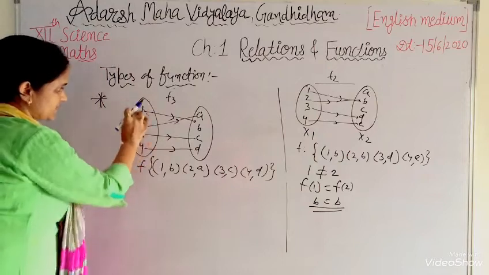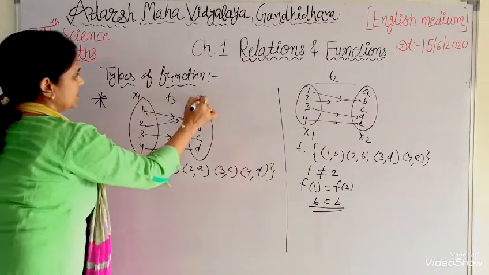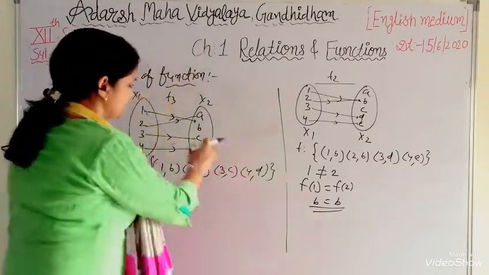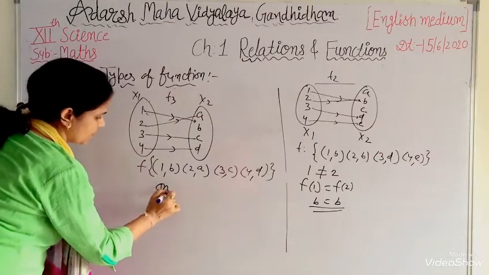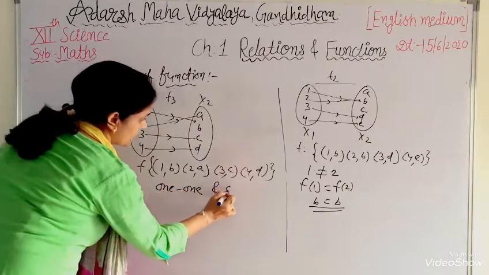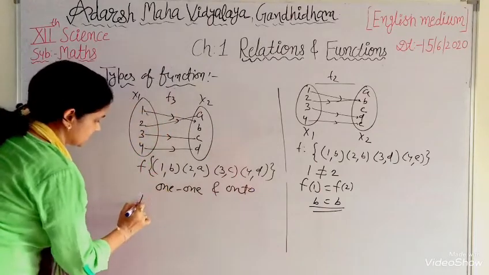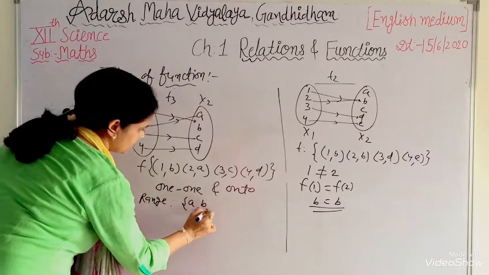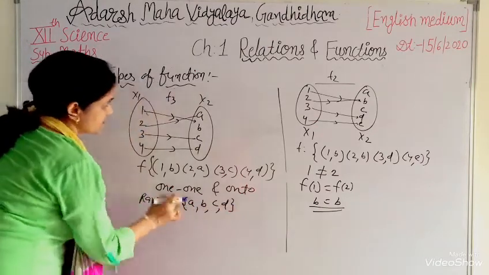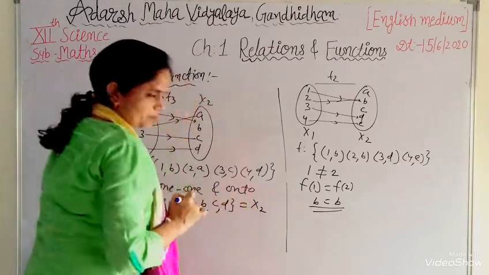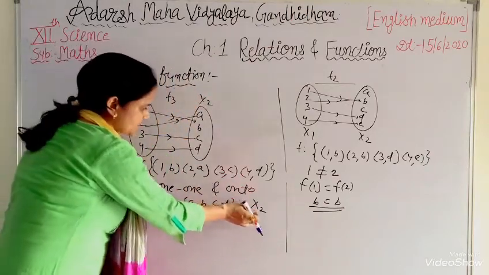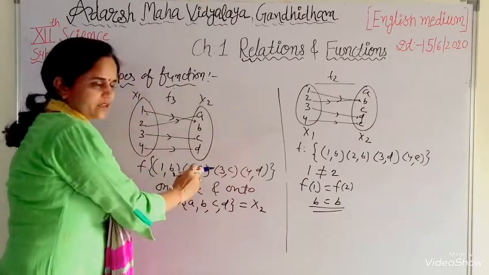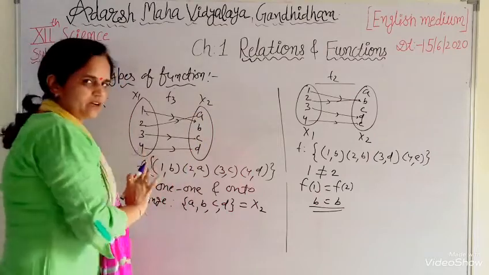Okay. Means distinct elements of set x1 have distinct images. So this is which type of function? It is 1, 1 and onto. Since range, here range is A, B, C and D. Range is equal to set x2. Okay. So range is equal to set x2. Function is onto. And different elements are also related to different elements of x2. So it is 1, 1 also.